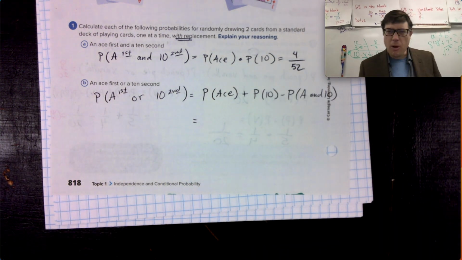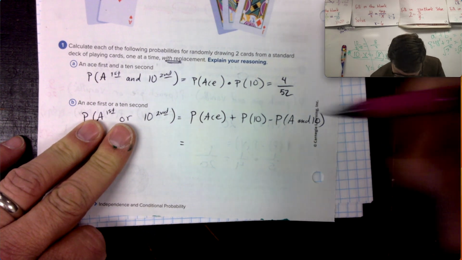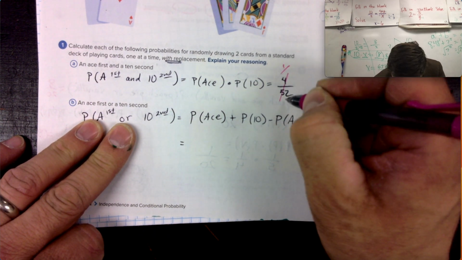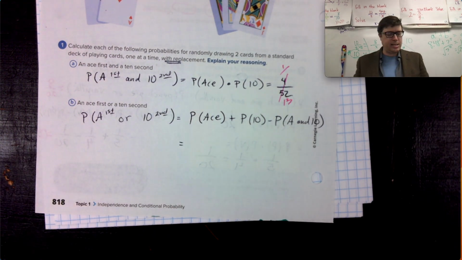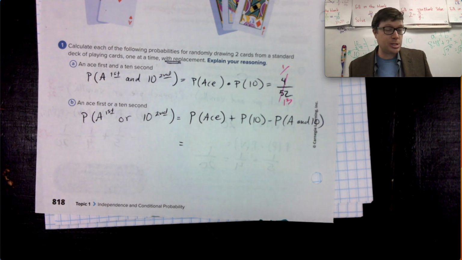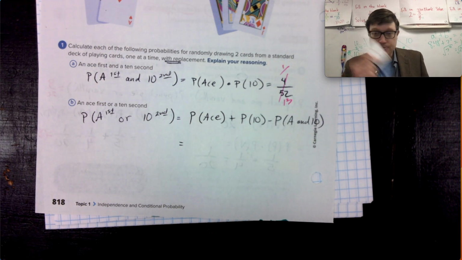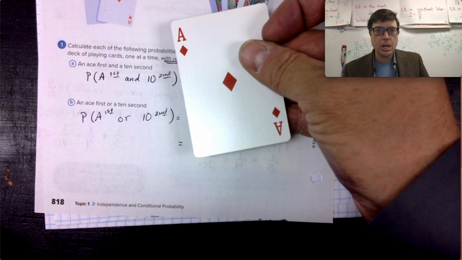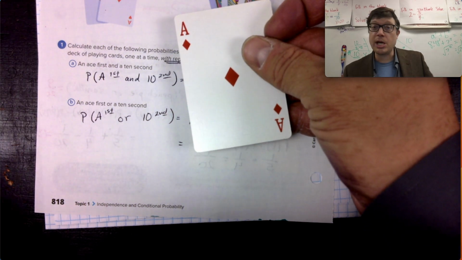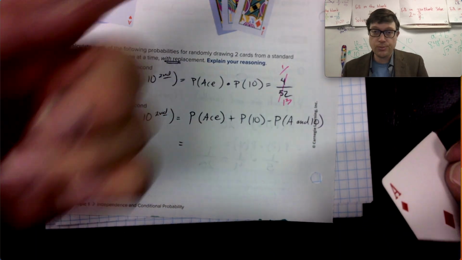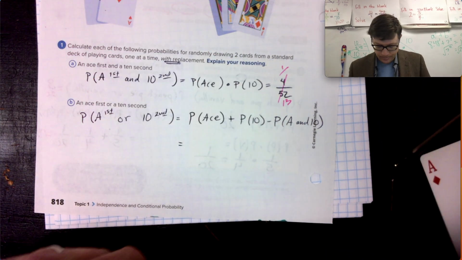Which, by the way, 4 out of 52 reduces to 1 out of 13, which also should make sense if you're looking at a full suit. So that's just the single shape. There's 13 cards in a suit, and one of them is an ace. So 1 out of 13.